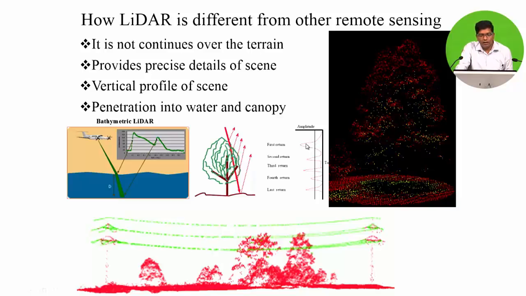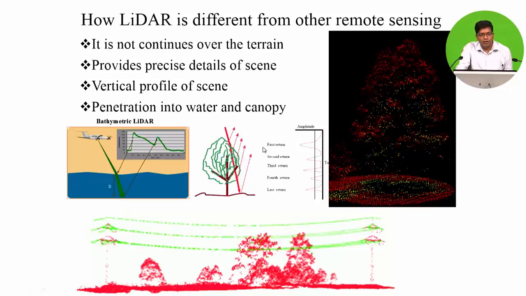This way the entire laser energy that is reflected back can be mapped as a waveform like this. So in this we can see that the return which we get earlier, we call it the first return, and the return that we get lastly is called the last return, and we have some more intermediate returns.